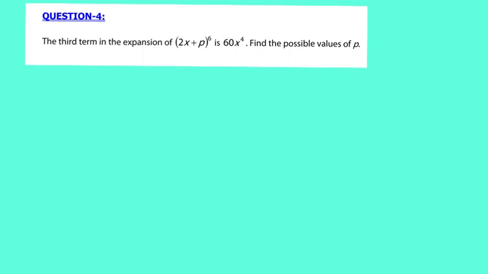Question 4. The third term in the expansion of (2x + p) to the power of 6 is equal to 60x to the power of 4. Find the possible values of p. From the question, we know that n is equal to 6. Because we are dealing with the third term, r is equal to 2. Therefore, we can write 6 choose 2.